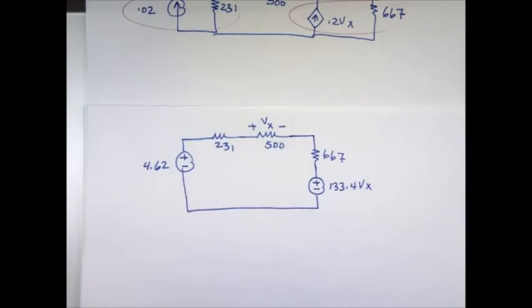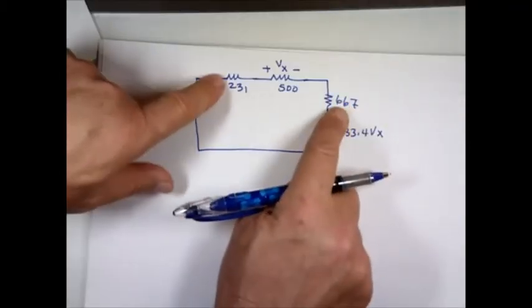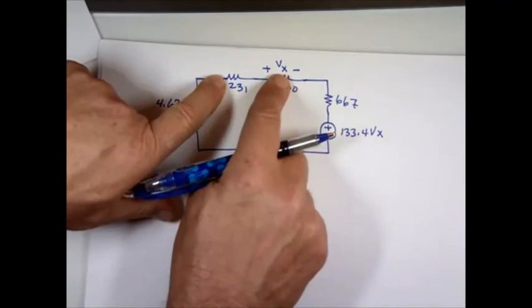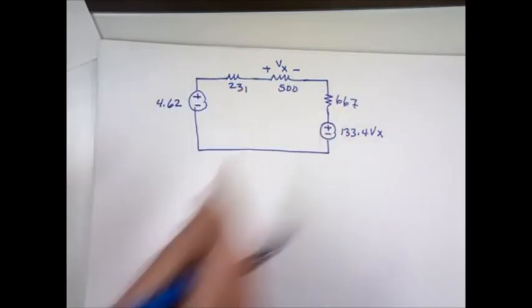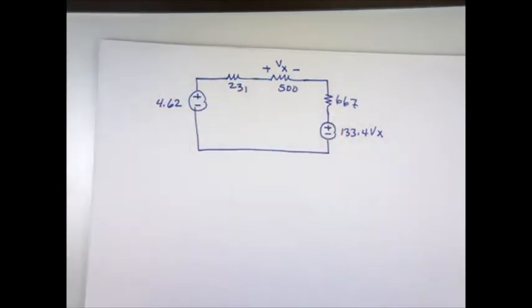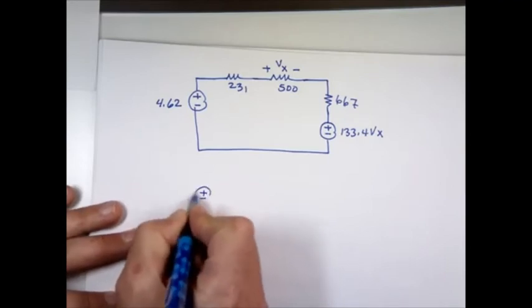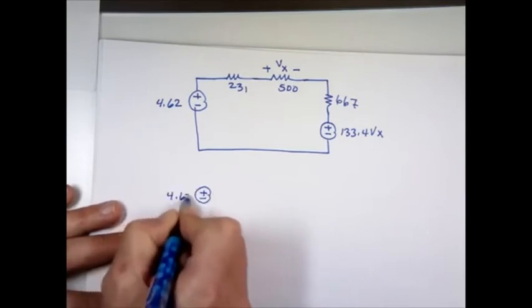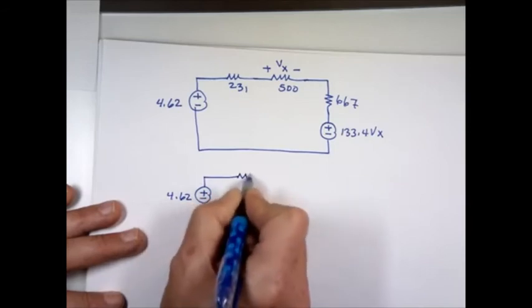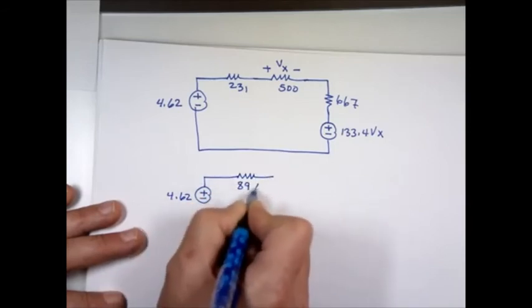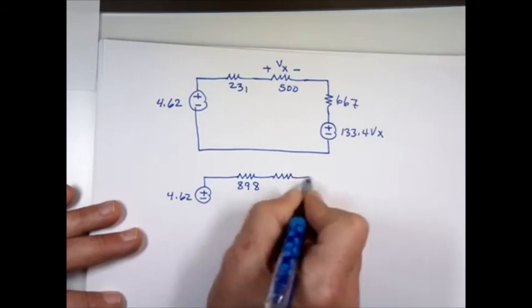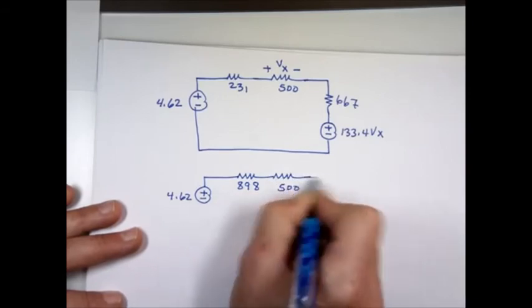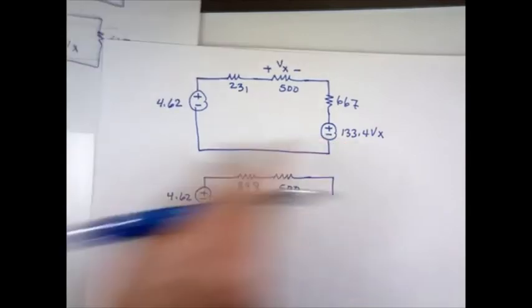I can take this resistor and this, put them together. It doesn't affect Vx. So if I take the 231, 667, 231 plus 667, that will give me one resistor of 898. 898, 500. Oh, that's a dependent source, wasn't it? Yep. Sorry, that was a dependent source.